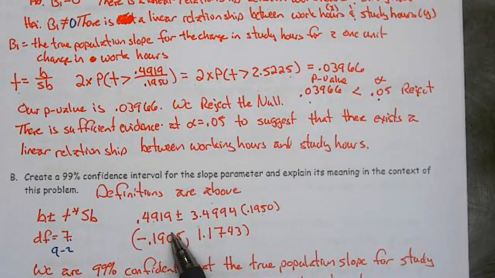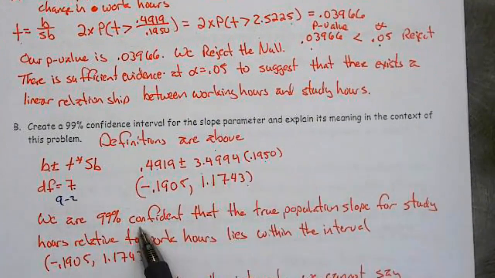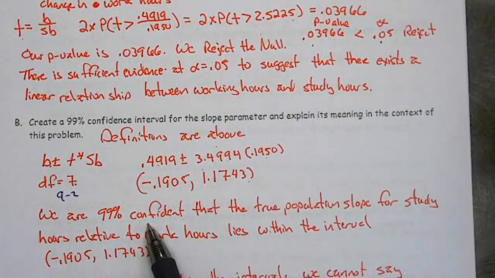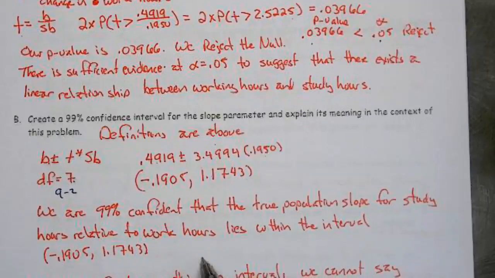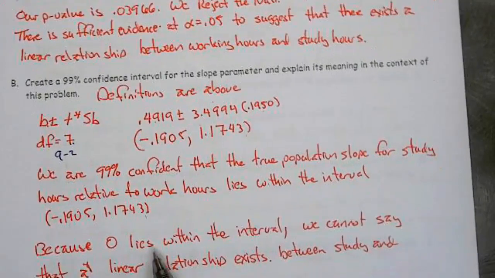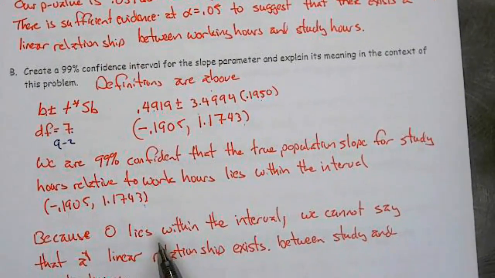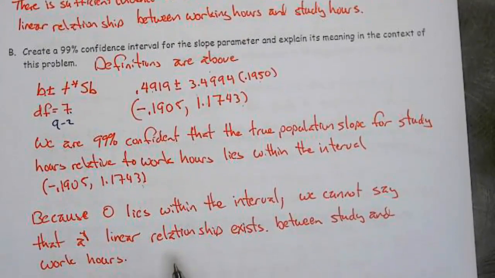Then I have to solve this by hand, and I end up with a negative to a positive, which is interesting. That means 0 is contained. We're going to come back to that. We are 99% confident that the true population slope for study hours relative to work hours lies within the interval, and here it is. Because 0 lies within the interval, we cannot say that a linear relationship exists between study hours and work hours.